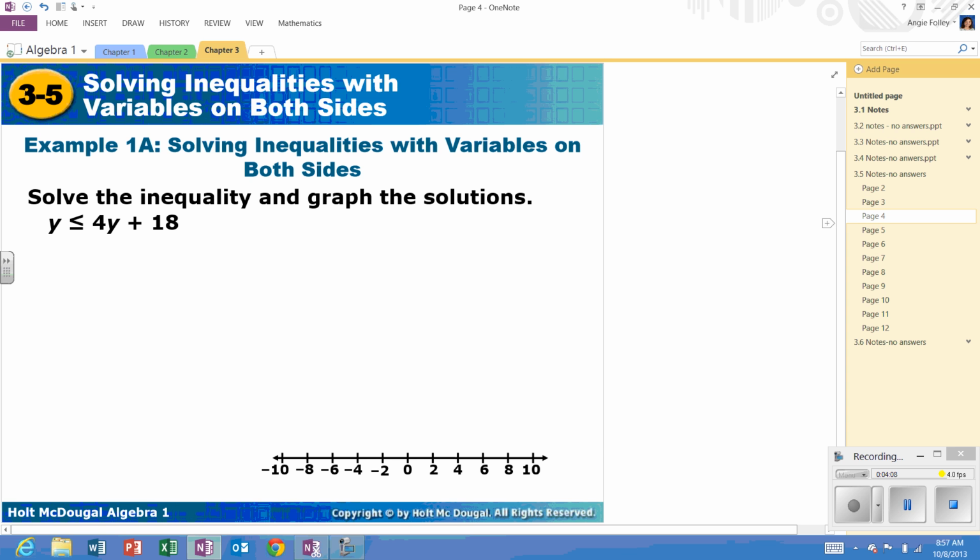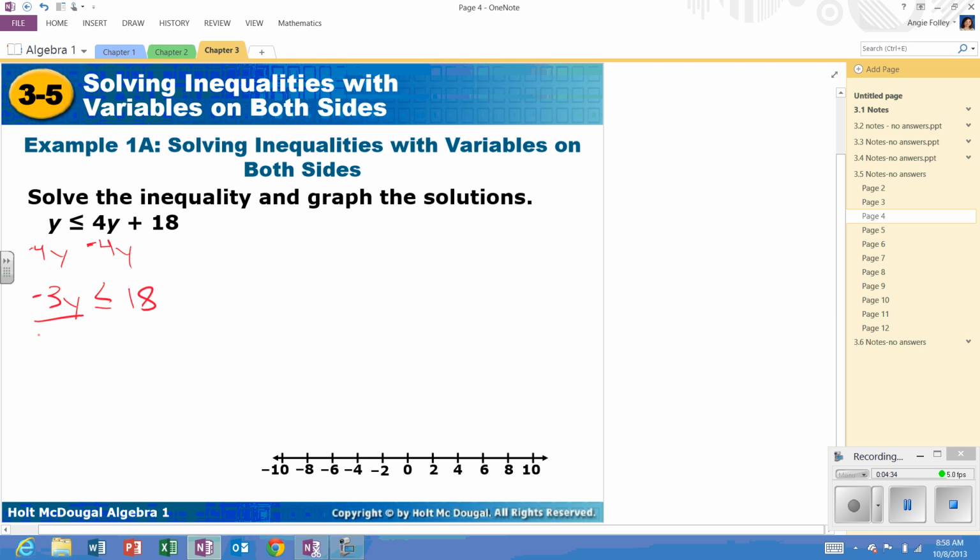Okay, so let's do an example. y is less than or equal to 4y plus 18. Well, I want to get all my y's on one side, so I already see that I've got a y over here on the left, so I'm going to move this 4y over. So the inverse operation is to subtract 4y. So now I'm going to have a positive y and a negative 4y. That becomes negative 3y is less than or equal to 18.